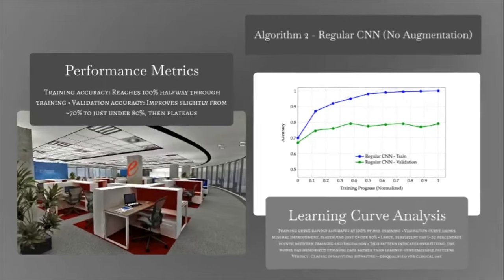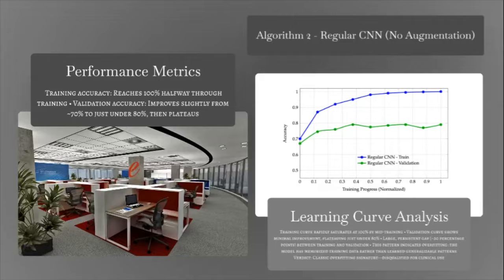Now let's look at algorithm 2. The learning curves also reveal classic overfitting. Training accuracy reaches 100%, hitting this ceiling halfway through training. Meanwhile, validation accuracy barely improves, rising from around 70% to just under 80%, then stagnating. This massive 20 percentage point gap that persists throughout training is a textbook overfitting signature. The model has memorized the training data rather than learning generalizable patterns. This behavior too disqualifies it for clinical deployment.